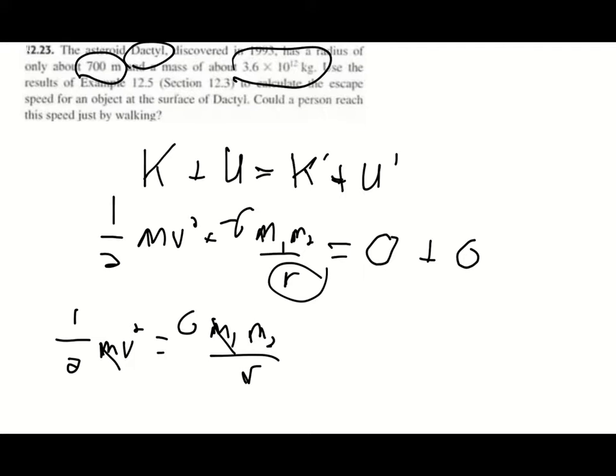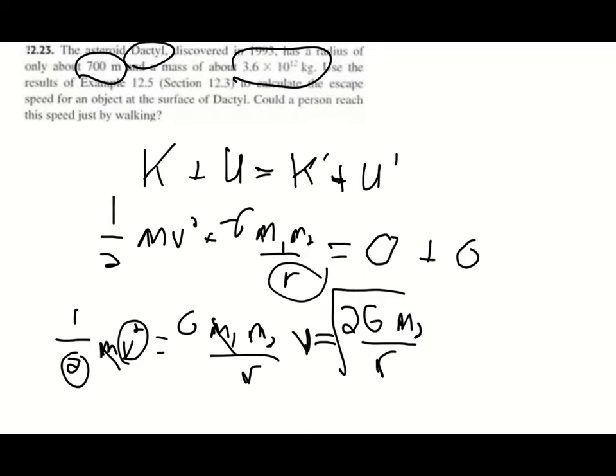So if we derive that back out, we're going to keep these. We're going to move this over to the other side. We'll take the square root. V equals the square root of 2 G m2 over r.